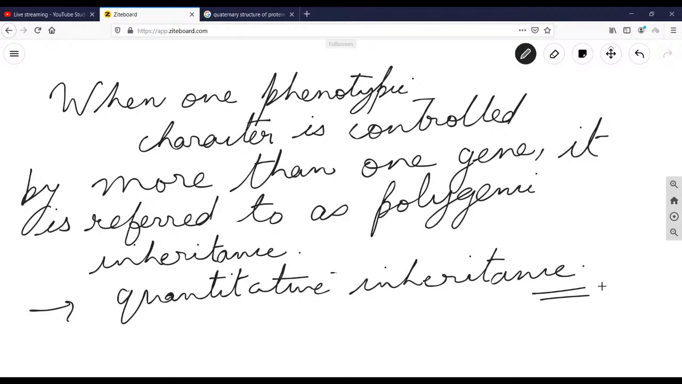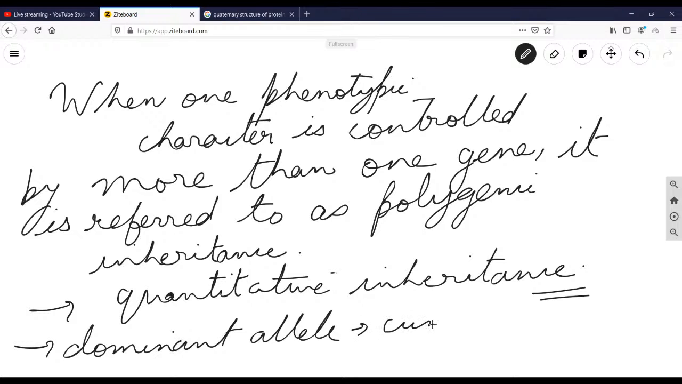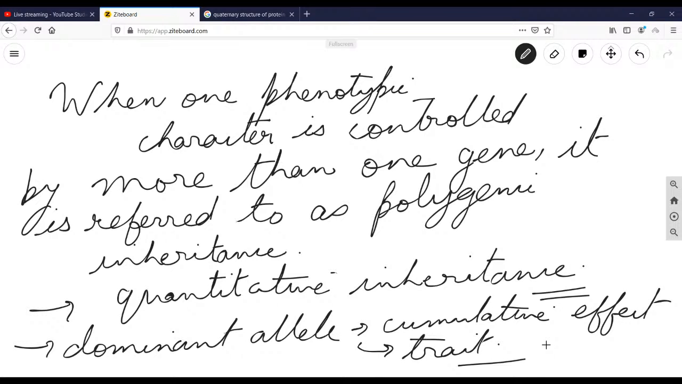How many dominant alleles are present, how the phenotype is being affected by the presence of various dominant alleles. The dominant alleles will have a cumulative effect, which will help in expressing one part of the trait. More dominant alleles, the better the trait is expressed. That is the application part of genetics towards expressing that trait, or part of the trait.